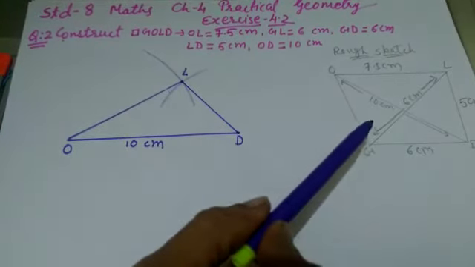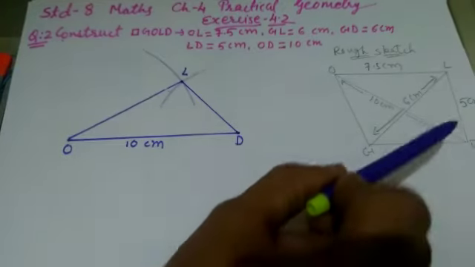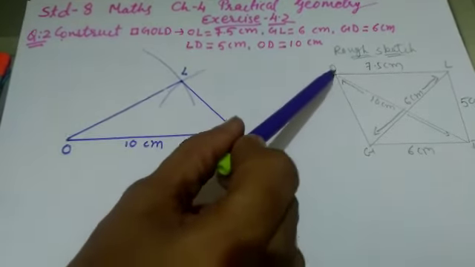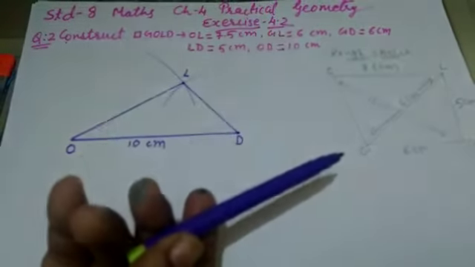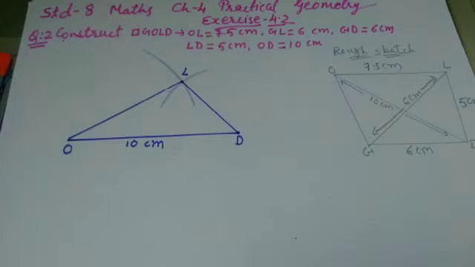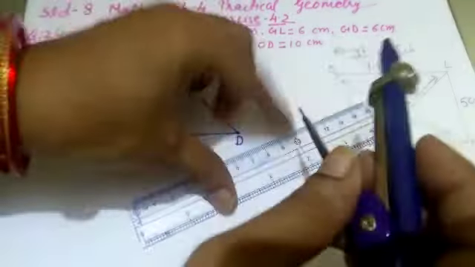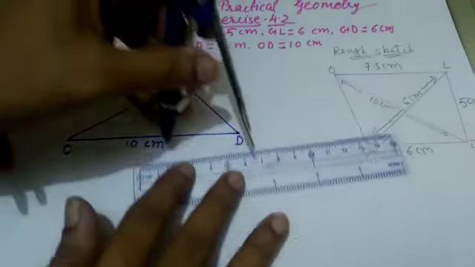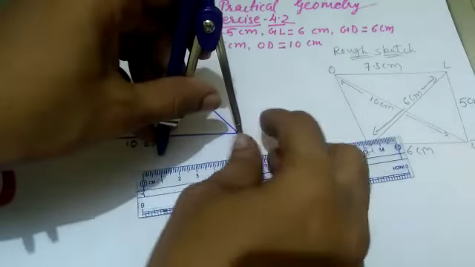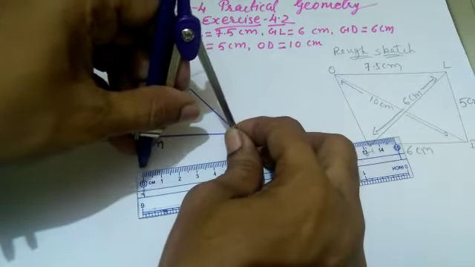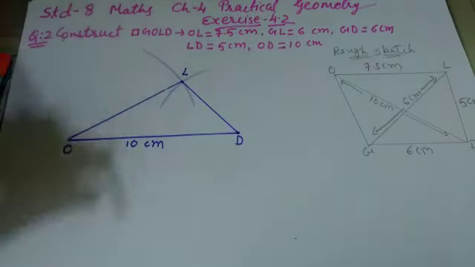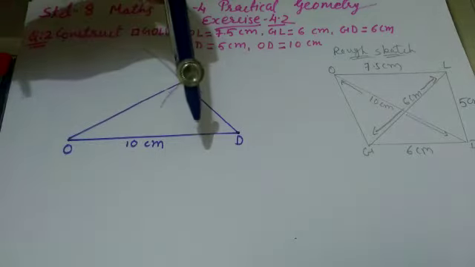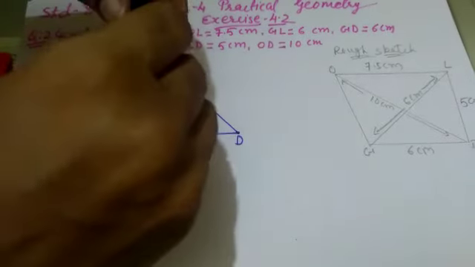Now to construct triangle OGD. But here see, the length of OG is not given. So we will construct first the diagonal. Okay. So for constructing diagonal LG, we will adjust 6 centimeter radius on compass. So adjust 6 centimeter radius on compass. Now we will take L as a center and we will draw an arc.